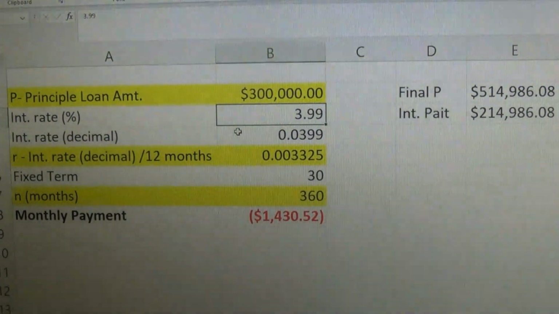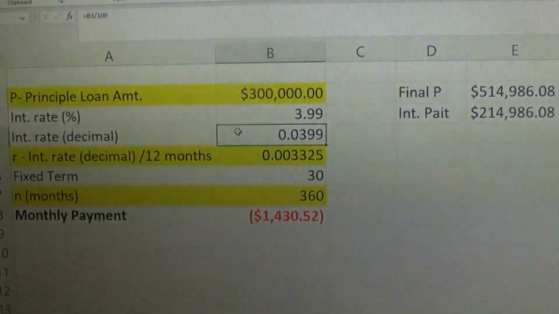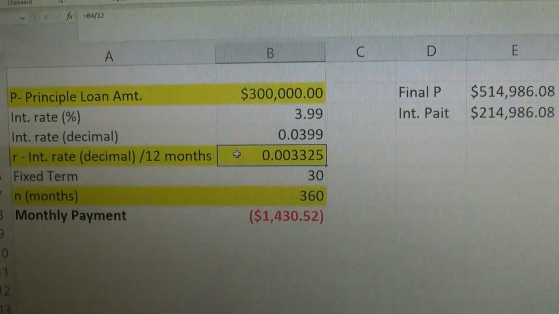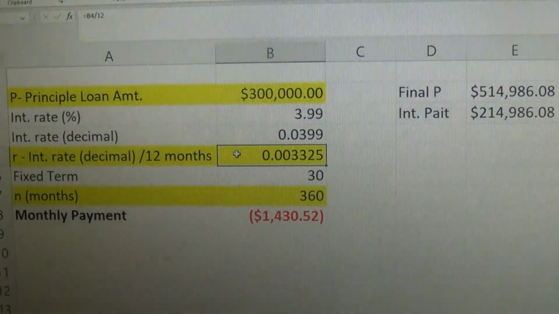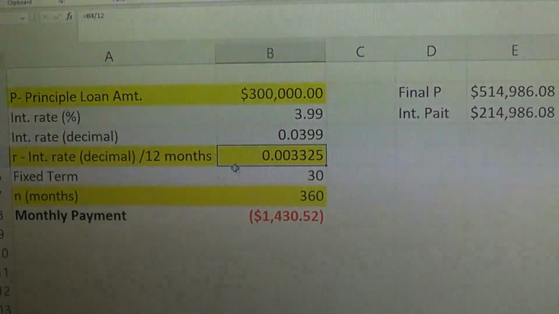We're going to turn that interest rate into a decimal by dividing it by 100, giving us 0.0399. And then we're going to turn it into our rate in our formula, which is going to be divided by 12 for consistency. So that's going to be now 0.003325.